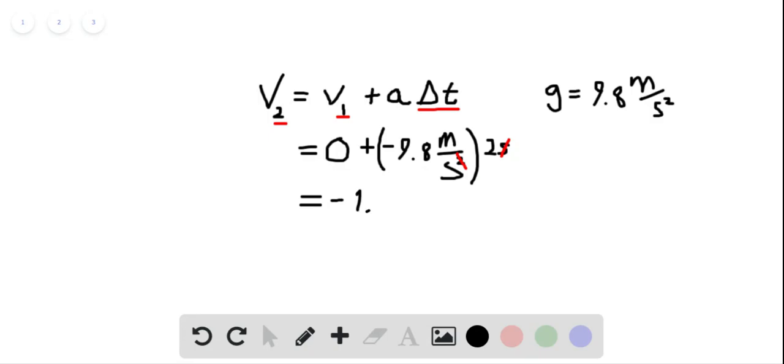So negative 19.6 meters per second, where the negative indicates downward. Now, if it weren't stopped at the beginning, then it would have a v1. This v1 here wouldn't be 0, and so we would just tack on a constant. We would basically add on whatever speed it had to begin with.